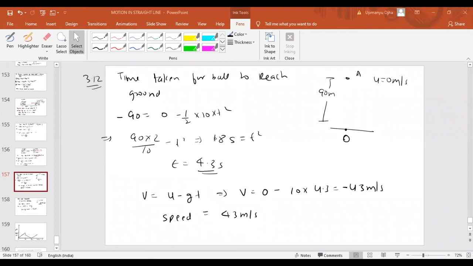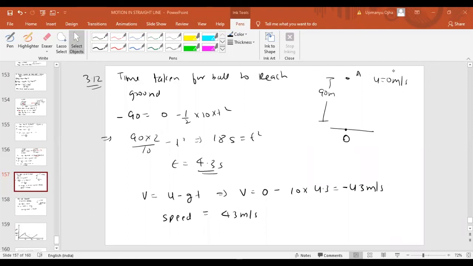Now the first point is to find the time taken by the ball to reach the ground. To find the time taken by the ball to reach the ground, we can use the equation of motion s equals ut plus half at square. So s is minus 90 equals minus half into 10 into t square. So we get time equal to 4.3 seconds.